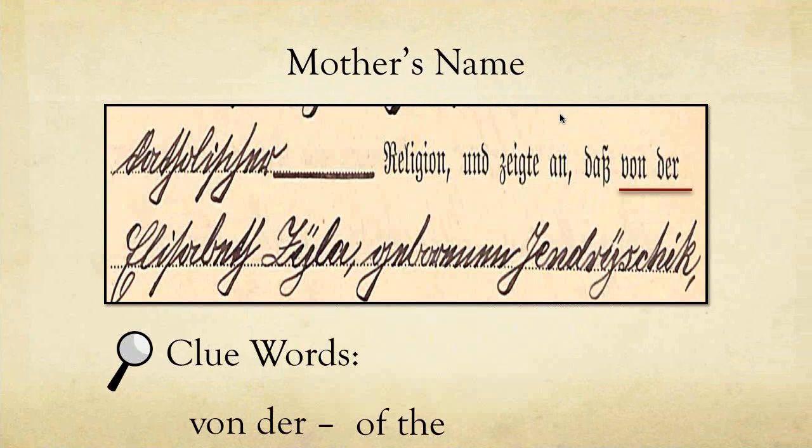And it was the type of German text that was used in newspapers and on forms for their printed text. Luckily, it's not as hard to read as the handwriting, but I'll show you a little trick to deciphering it in just a second. There is our mother's name right after von der, of the, born of, and then we get the name Elisabeth Zula. So the mother's name right after von der.